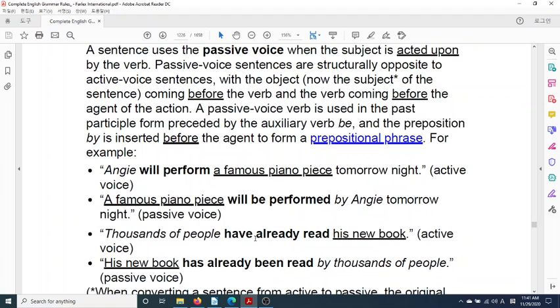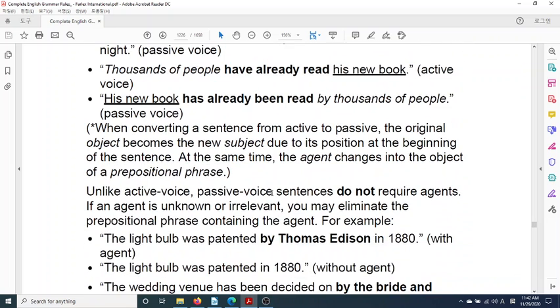But what about a famous piano piece will be performed? Is that a sentence? Well, yes, because if you remember, this is acting as the subject and the object. So because of that, it is a complete sentence. Is it a good sentence? Not really. Without the context of the agent, the sentence would be hard to understand, or harder to understand. It's grammatically correct. It is an English sentence, but it's not necessarily a good English sentence, right?